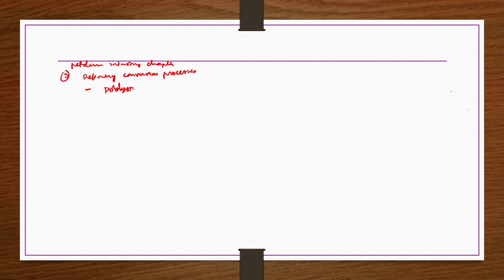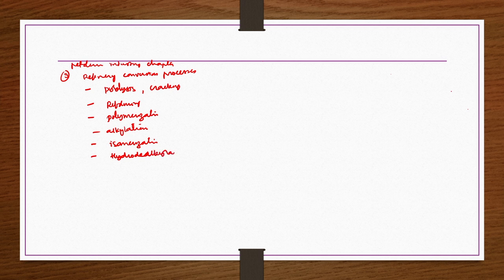They include pyrolysis, cracking, reforming, polymerization, alkylation, isomerization. Then we will be discussing hydro dealkylation, then hydrogenation, then removal of impurities like sulfur, etc., which are present in general crude. So they have to be removed. When you understand these processes, then you would be able to understand each and every aspect of the petrochemical industry.